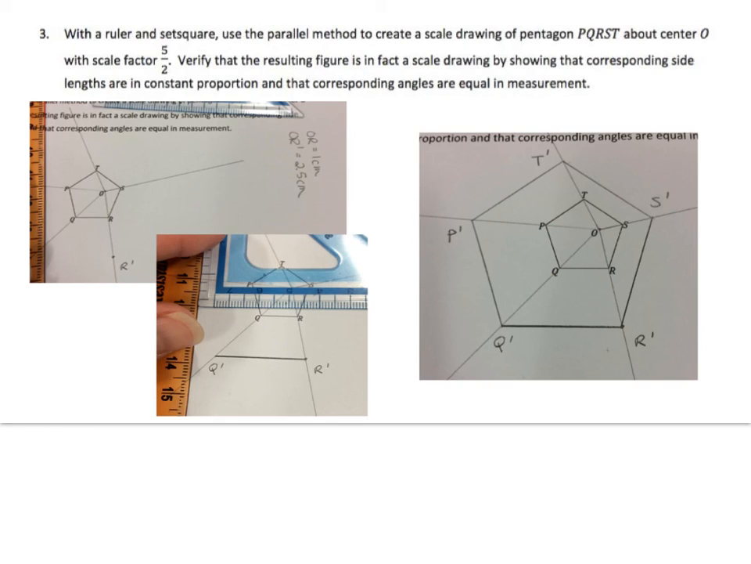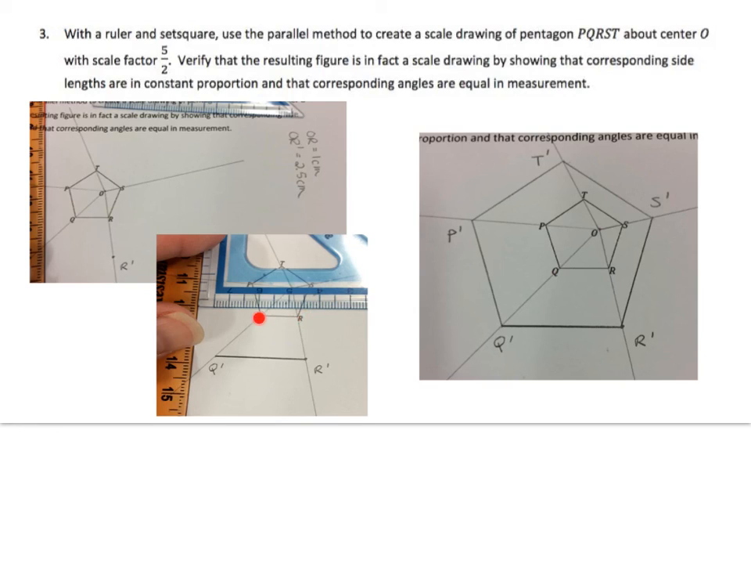And then 3. Here, my center, O, is in the middle. Crazy, I know. But the same thing. You draw rays from O through each vertex. This was 5/2, so I measured from O to R, right here. O to R was 1 centimeter, and I needed to multiply it by 5/2, so I have 2.5 centimeters. And once I got R prime, then I can easily draw all my parallel lines, and I'm done.